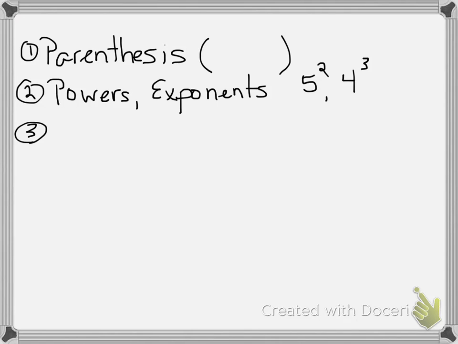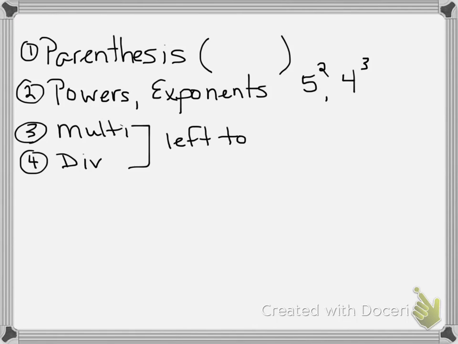Third and fourth kind of go hand in hand. You then do anything that has multiplying and then do division, but sometimes you might do it backwards. But the rule of thumb is to work left to right. So if multiplying and dividing are kind of like side by side in the problem, the rule of thumb is to work it left to right in solving it. And I'll give you examples of what I'm talking about.